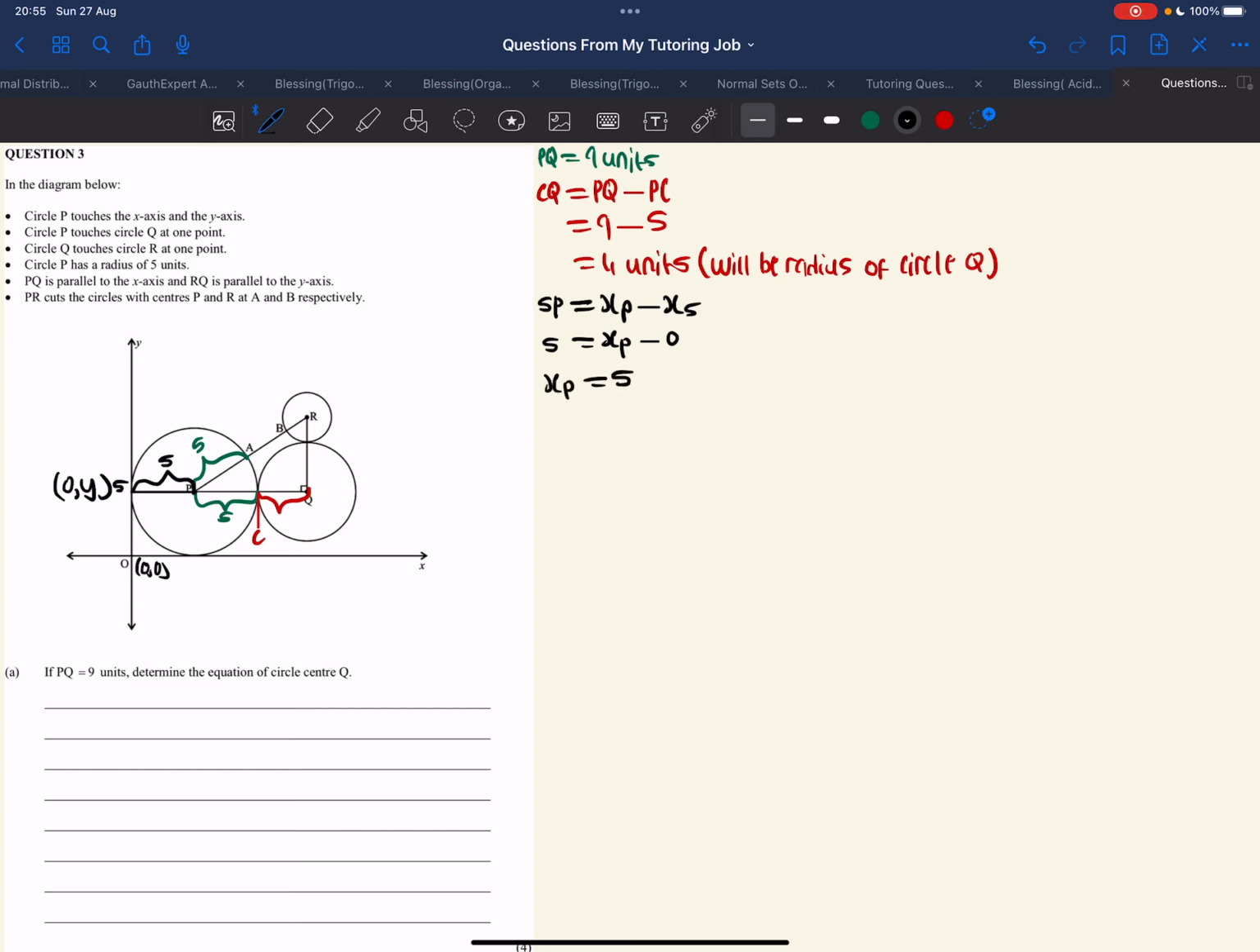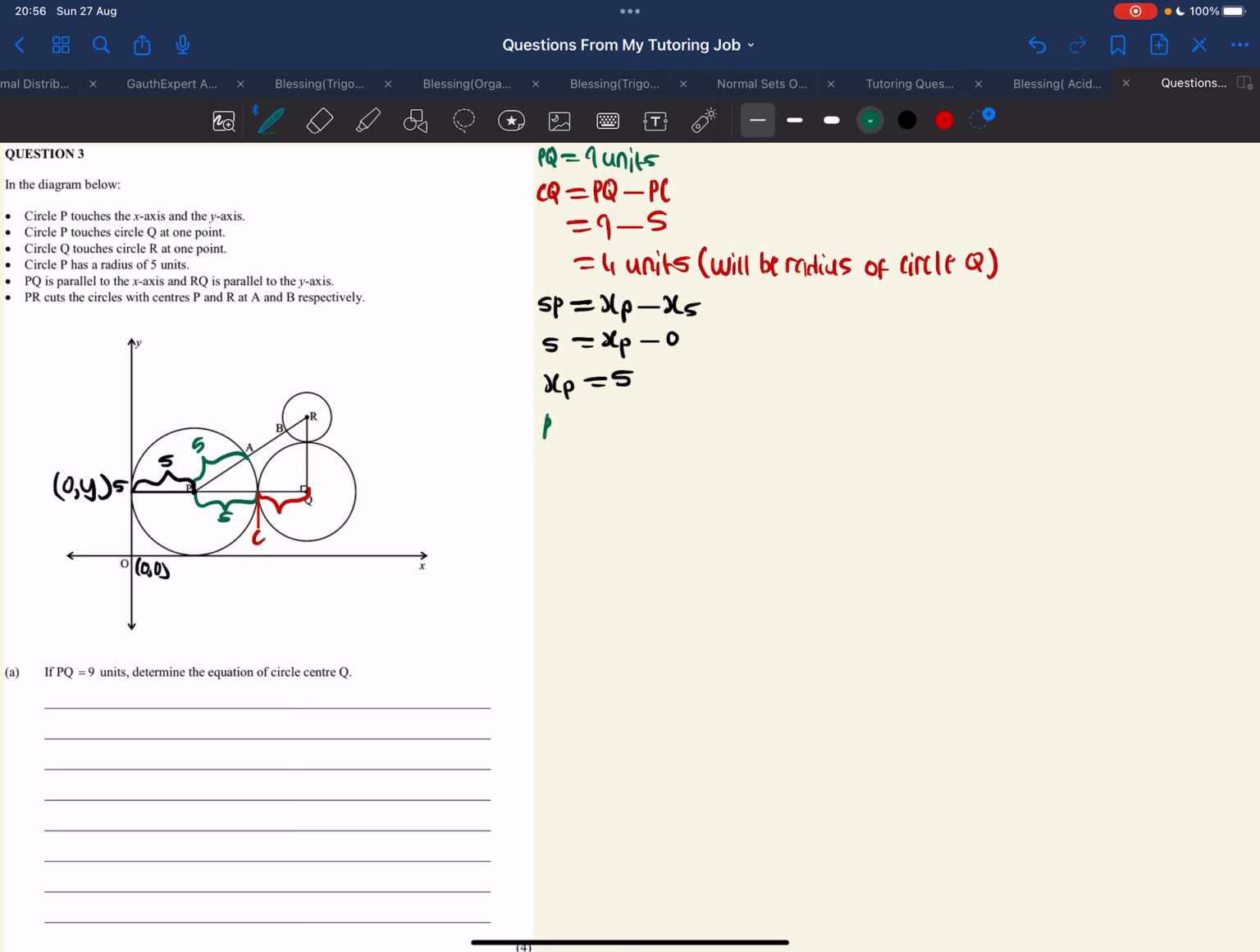Another thing: if we now know the x coordinate XP, to find the x coordinate for the center of circle Q, let me use a different color. Remember, if I wanted to calculate the length of PQ, I could easily say that PQ is going to be XQ minus XP. Now remember we are given that PQ is equal to 9.